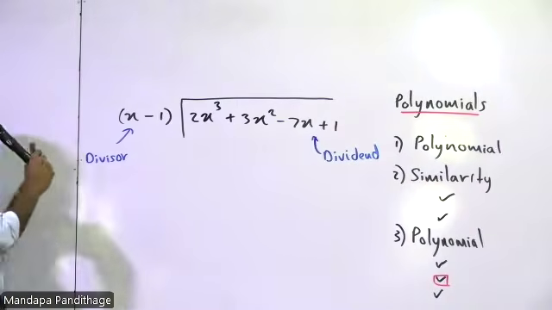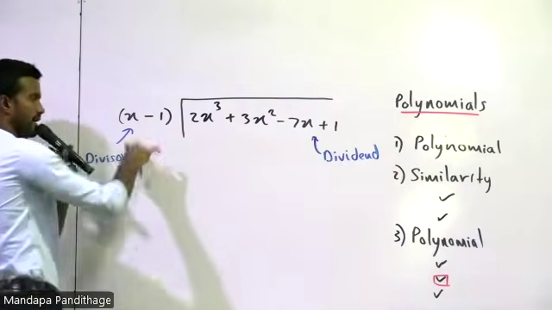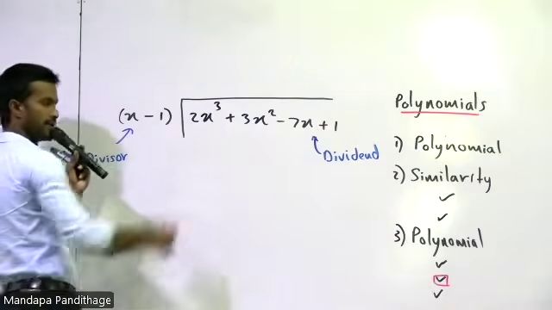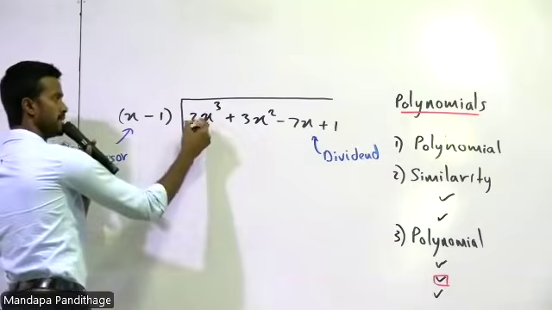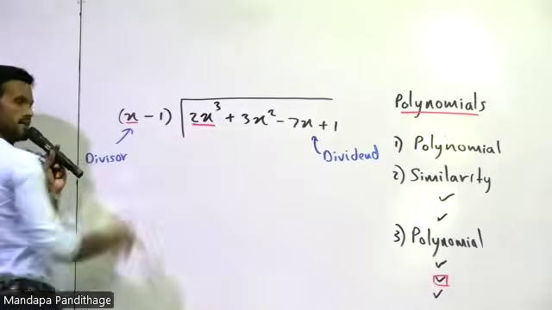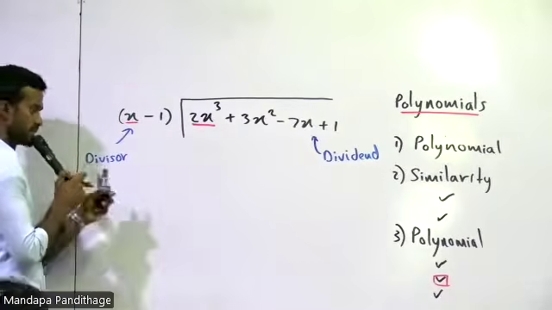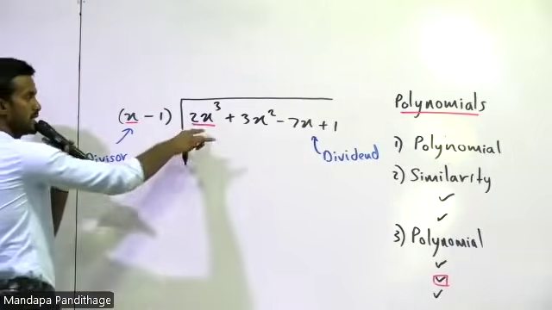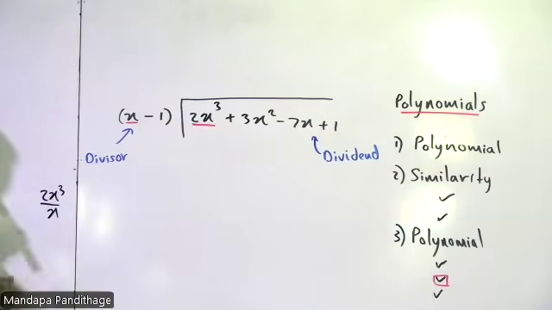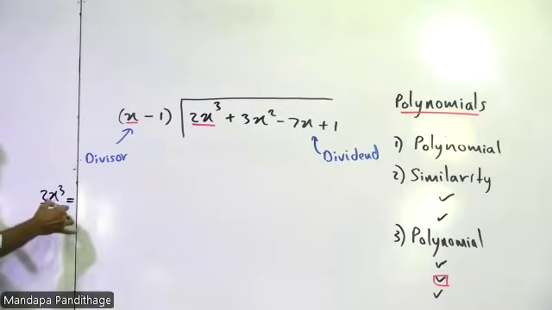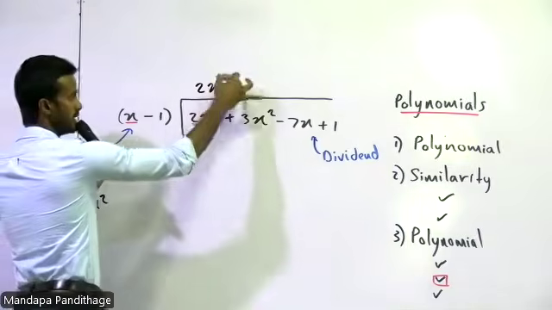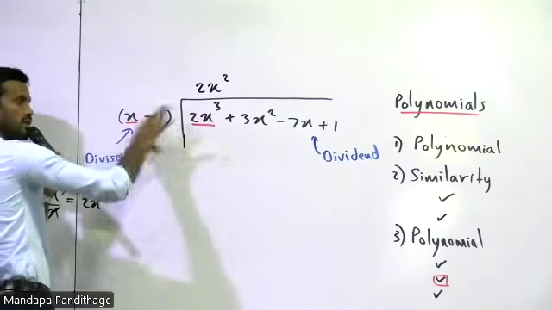Every time when we divide, we name this term the leading term. The leading term is the term with the highest power. So here the leading term is 2x cubed, and here the leading term is x. Every time the division happens between the leading terms. So I'm going to divide this leading term 2x cubed by this leading term x, and it gives me 2x squared.